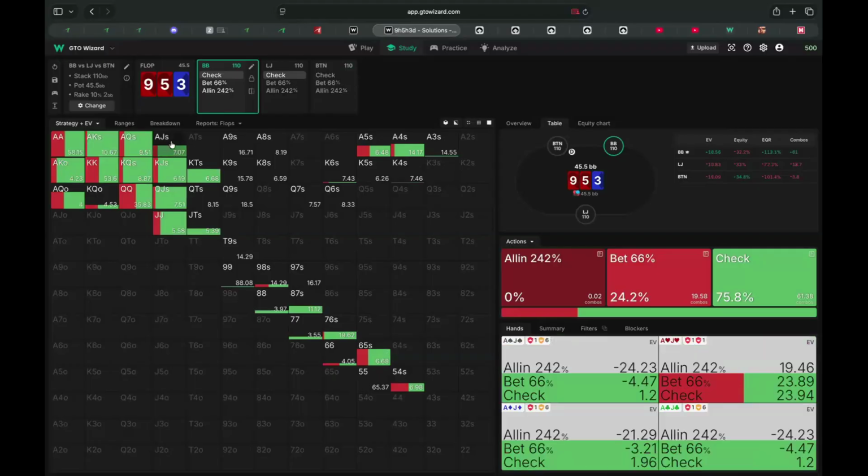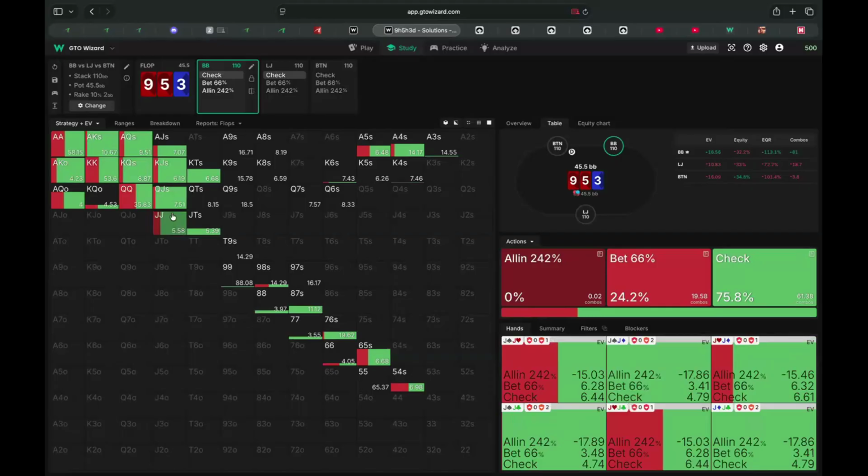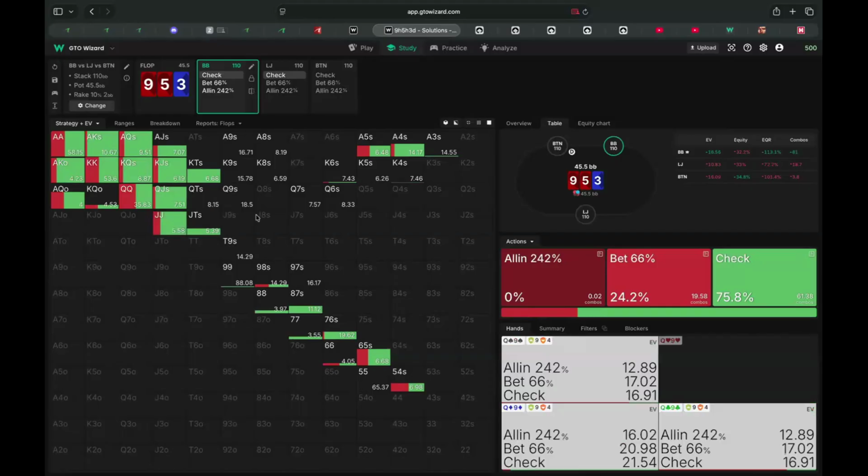Now we know what we're dealing with. All right, so here's our squeeze range. We're checking a lot, but when we do bet, we're using a polar sizing. I assume you allowed the solver to automatically choose these sizings. Did you? Yeah.